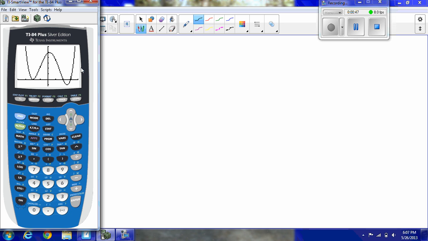So the buttons I need to push are this second button, and then above the trace it says calc. So I'm going to push second, calc, and I'm going to find a minimum, which is a 3. See here where it says left bound? My left bound, I'm going to call it 2, and I'm going to enter that. And my right bound, I'm going to call it 3.